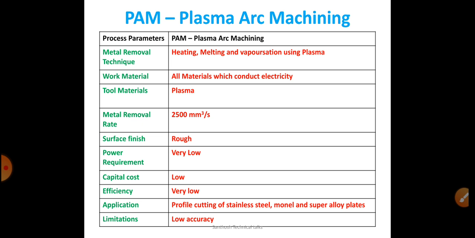and the tool material is the plasma. Work material: all materials which conduct electricity. Metal removal is very high, 2500 cubic meters per second, and a very rough surface is produced. Surface finish is very poor. Power requirement is very low, capital cost is very low, and efficiency is low because of the surface finish. In applications, rough profile cutting on stainless steel, monel or super alloy plates can be done using plasma arc machining. As for limitation, poor accuracy is the major limitation of PAM.